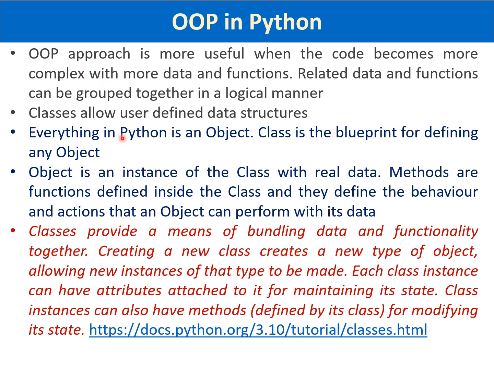Classes allow user-defined data structures, and class is a blueprint for defining any object. Class doesn't hold any data as such. It is just a blueprint, or you can say a structure, for defining any object, and any instance of the class with actual real data is known as an object. Now, there are methods or functions which are defined inside the class, and they define the behavior and actions that an object can perform with its data.